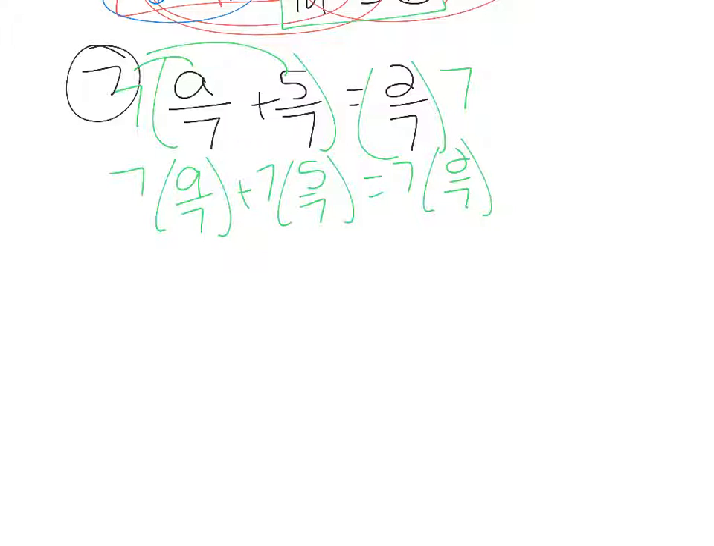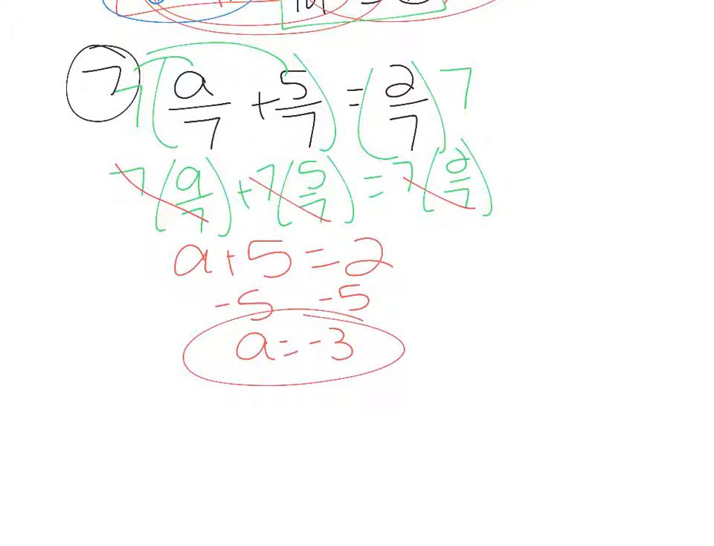So notice, all I did, multiplied both sides of the equation by 7, multiplication property of equality. But then if I look here, see how the 7's cancel out and I just have a? See how the 7's cancel out and I just have 5? See how the 7's cancel out and I just have 2? I have no more fractions and this equation just got a whole lot easier. I can subtract 5 from both sides. We get a equals -3.